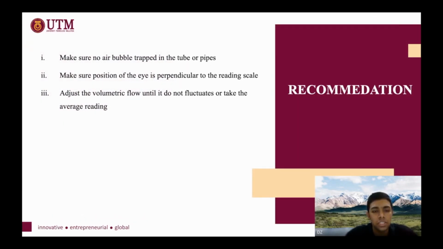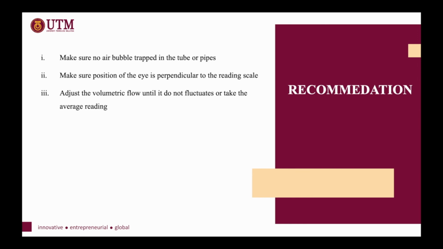So the recommendations are: make sure there is no air bubble trapped in the tube or pipes; second, make sure the position of the eye is perpendicular to the reading scale; and last but not least, adjust the volumetric flow until it does not fluctuate, or take the average reading.